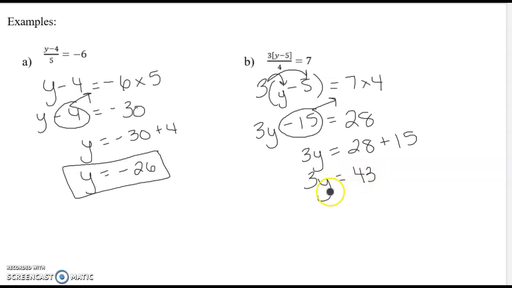And now we want to solve for 1y, so we have to do the opposite of multiply by 3. So that means we have to divide by 3. And if you do it on one side, you do it to the other. 3 goes into 3 once, so we have 1y. And 43 divided by 3 is not an even number. So instead of using decimals, it's more accurate to leave it in the fraction form. And it's already in lowest terms. So that's your final answer. Okay, let's go to the next one.